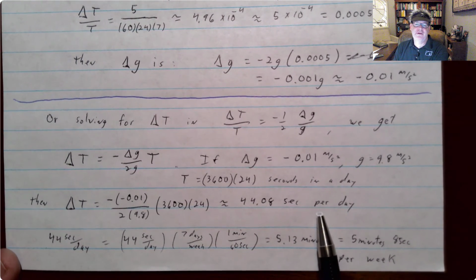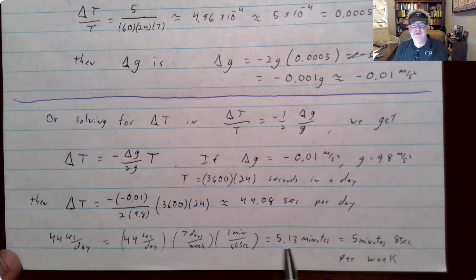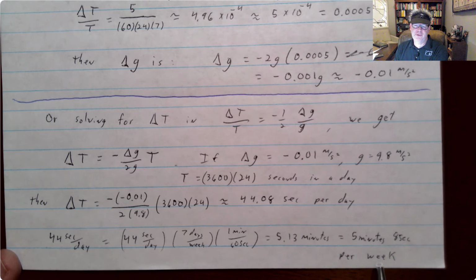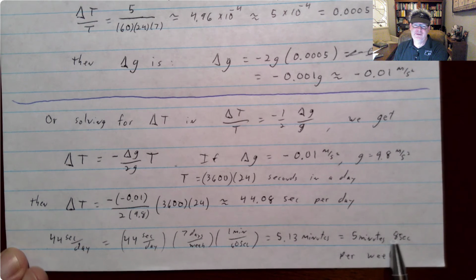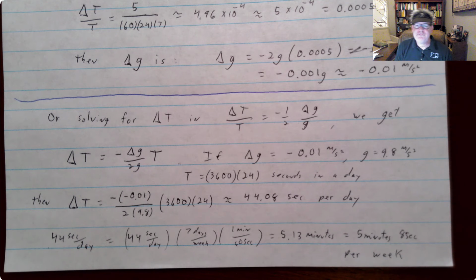And I'm going to compare that to the article. Incidentally, 44 seconds per day times 7 days per week times 1 minute for every 60 seconds means that would be about 5.13 minutes per week, or 5 minutes 8 seconds per week. So 5 minutes per week is about 44 seconds per day, but a little bit more exact there. So back to the article.